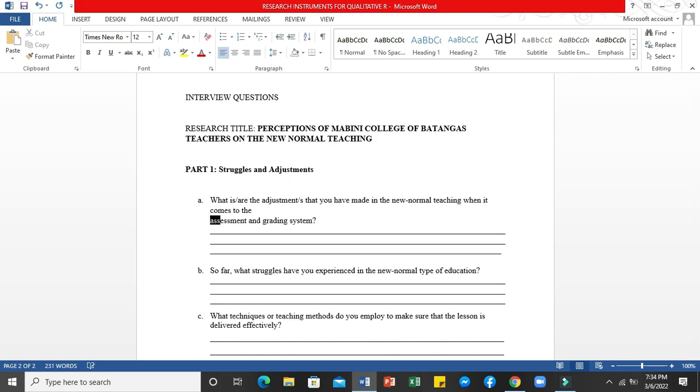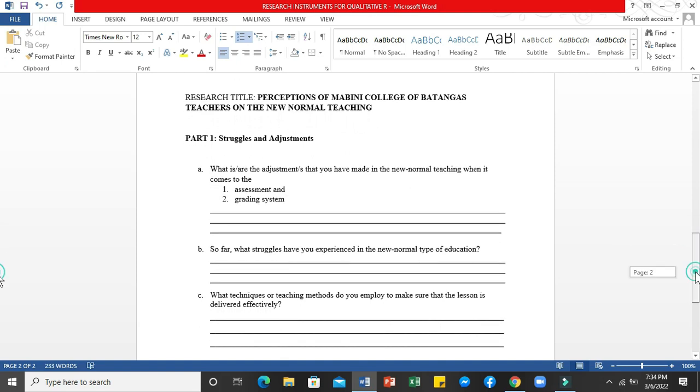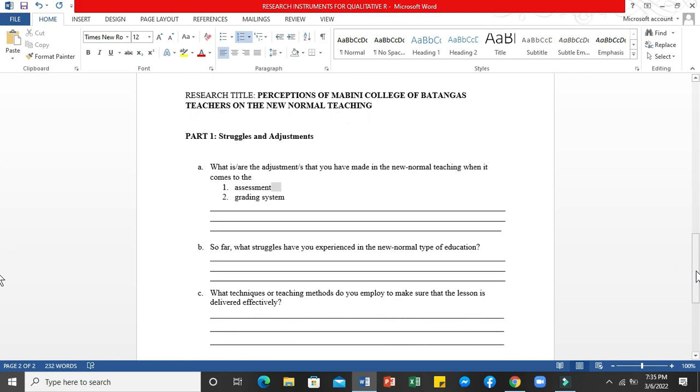So let's say, for example, focus muna tayo sa assessment. And then yung pangalawa, we have grading system. Kaya sabi nga natin, we have to ask questions one at a time, para maging clear yung magiging response ng ating participants. So hinati natin sa dalawa. What are the adjustments that you have made in the new normal teaching when it comes to assessment? Yun muna itanong natin. Then, after masagot ng participants, that is the time pwede nating itanong sunod yung grading system.